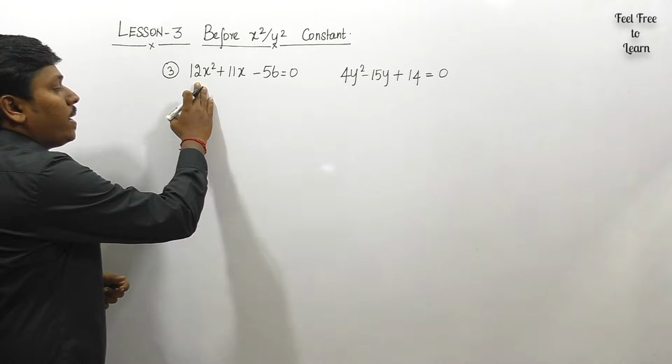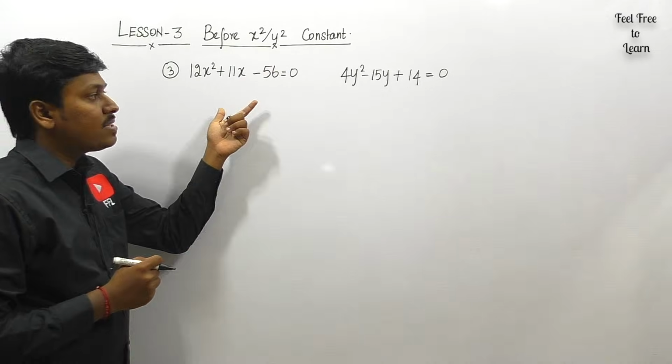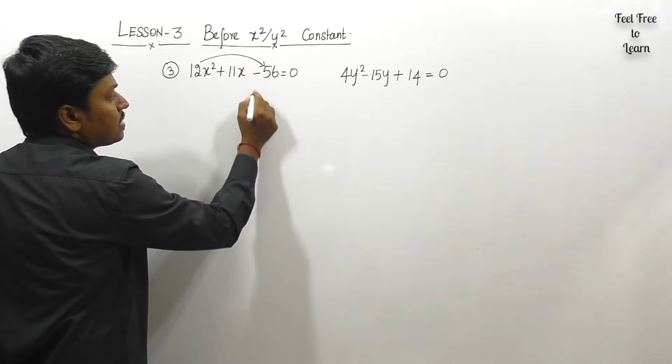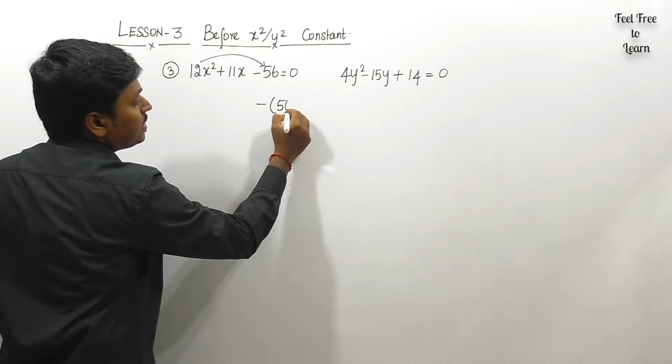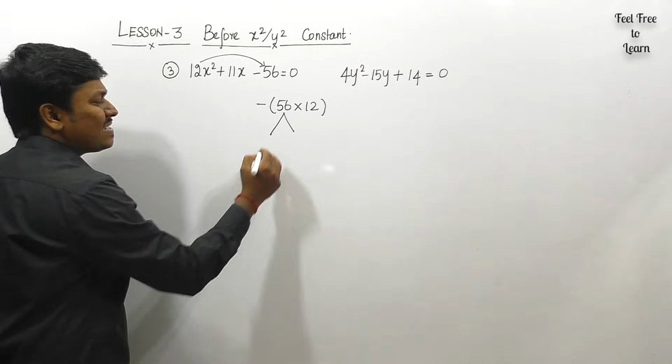So 12x square plus 11x minus 56 is equal to 0. So again, the given equation is a quadratic equation. So friends, first of all, we need to multiply this 12 into 56. So keep minus as it is and 56 into 12. So I think we can write this 56 as 8 7s are 56, right?